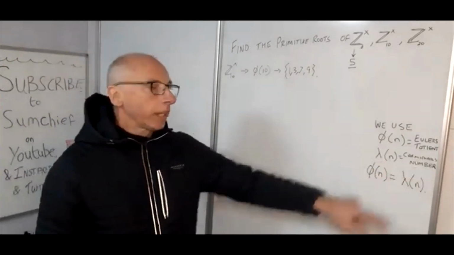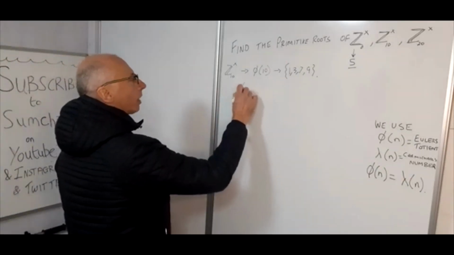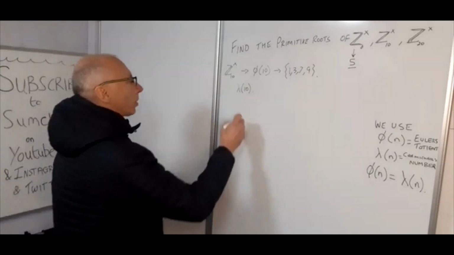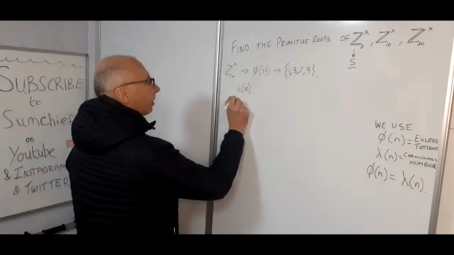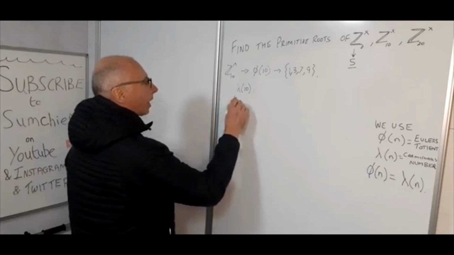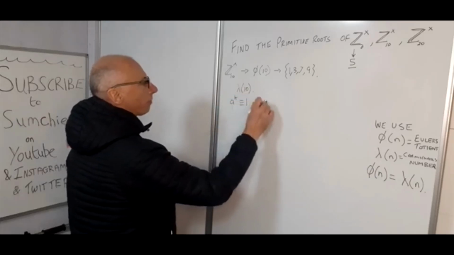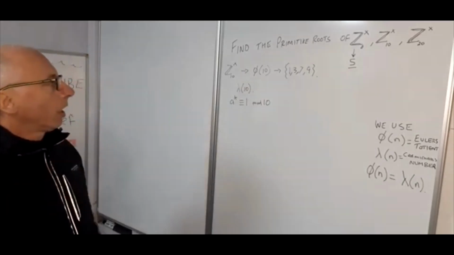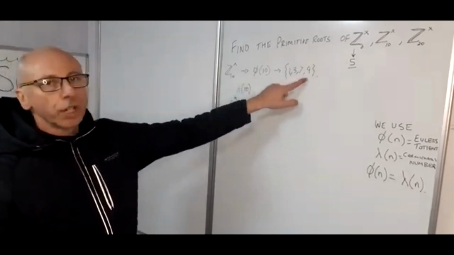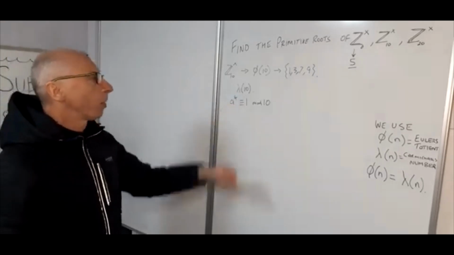So now we need to calculate Carmichael's number. So now we need to calculate lambda of 10. Again, using the function that we used before, let's use a to the power of k is congruent with 1 modulo, this time, 10. So all these numbers, what's the lowest value of k which will generate all of the numbers of this set, congruent to 1 mod 10?